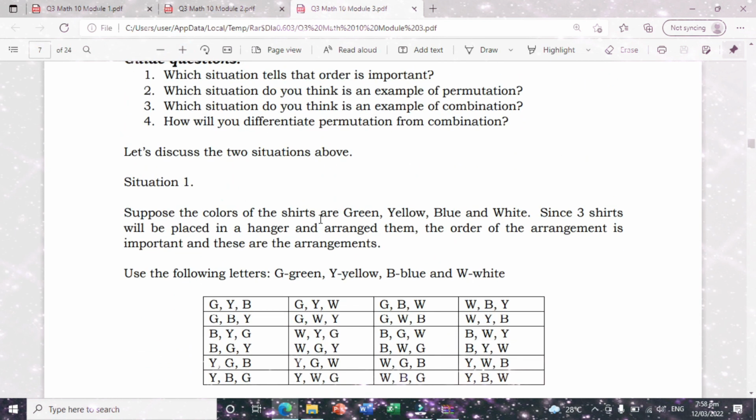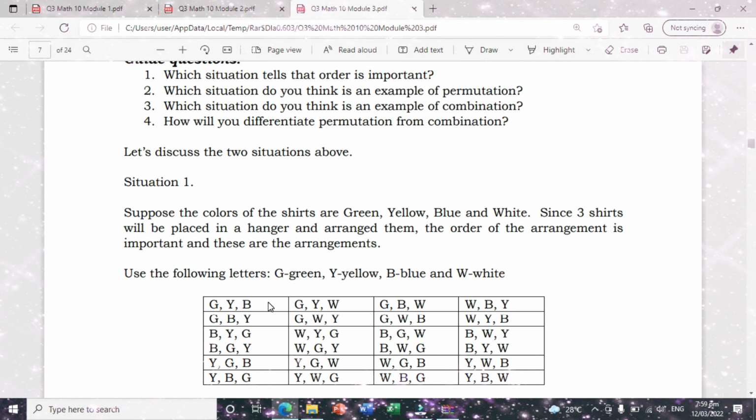Situation 1. Suppose the colors of the shirts are green, yellow, blue, and white. Since 3 shirts will be placed in a hanger and arranged, the order of the arrangement is important, and these are the arrangements. So use the following letters: G for green, Y for yellow, B for blue, and W for white.